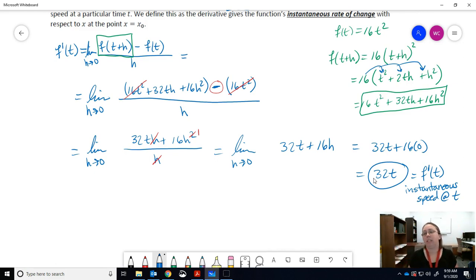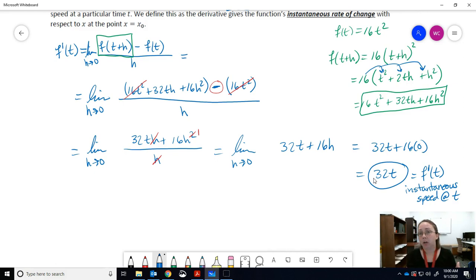So, let's think about this. At t equals 0, what's the speed? Plug in 0. You get 0. Speed is 0. That makes sense because your rock is starting from at rest. It's not moving initially, at the very beginning of its travels. Then you let the rock go. Gravity takes over and makes it start to fall to Earth. So at 1 second, plug in 1, you'd be at 32. At 2 seconds, you'd be at 64. 3 seconds, you'd be at 96.